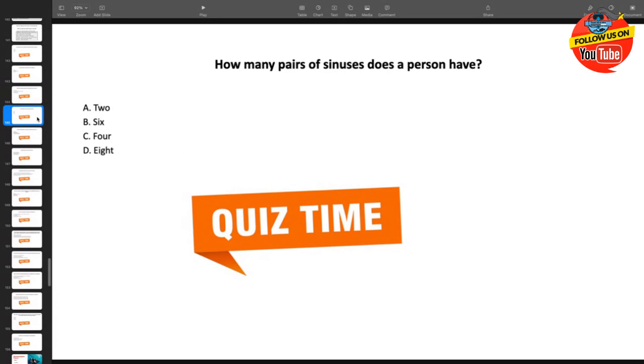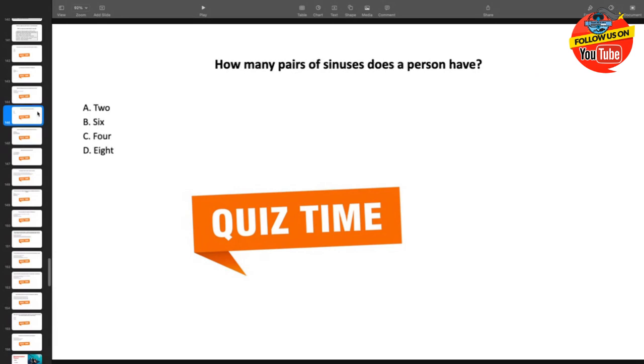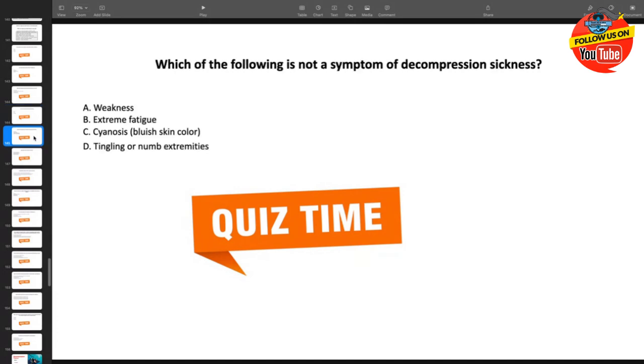Megan, this should be an easy one for you. How many pairs of sinuses do you have? Four. Exactly. How many pairs of sinuses does a person have? You've got your nasal sinuses and your ear sinuses. Oh, okay, because they're all connected. That makes sense. I didn't know that. Oh, I should have covered that more deeply.